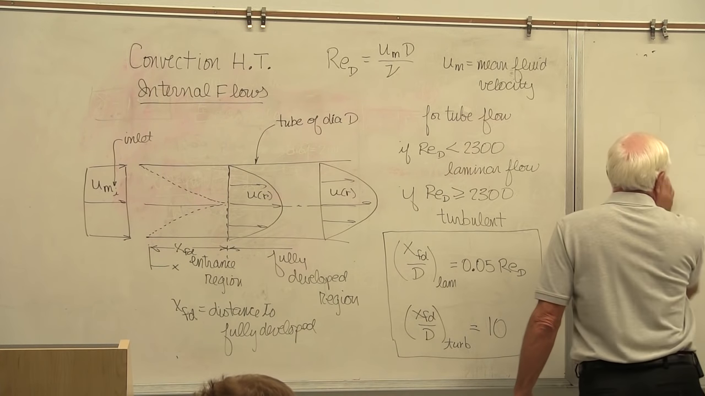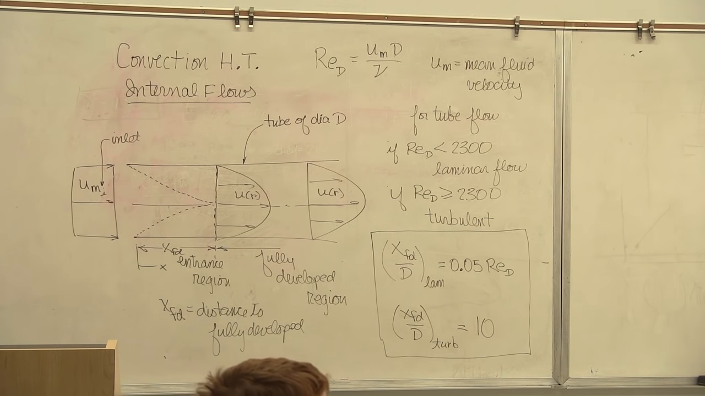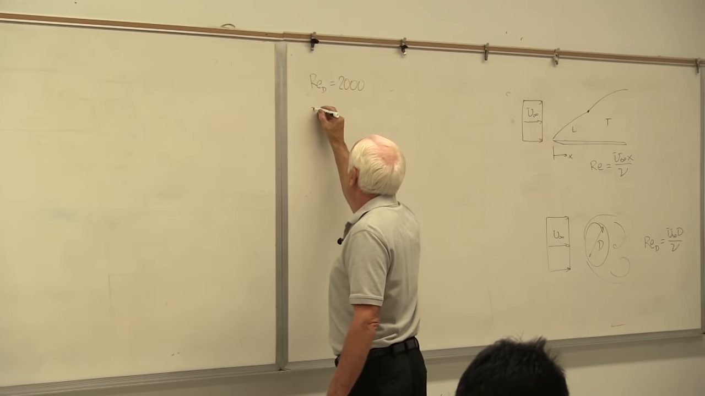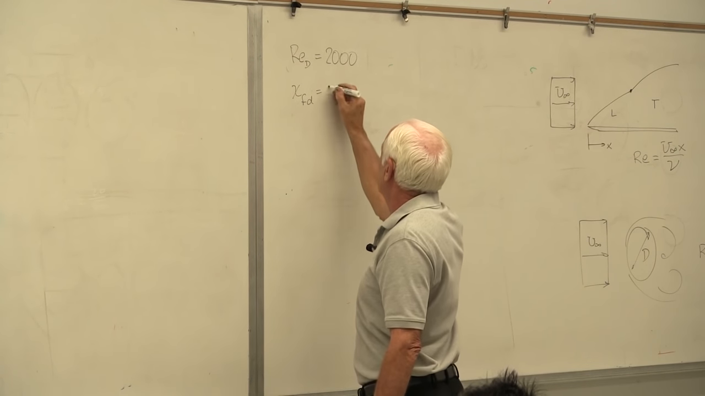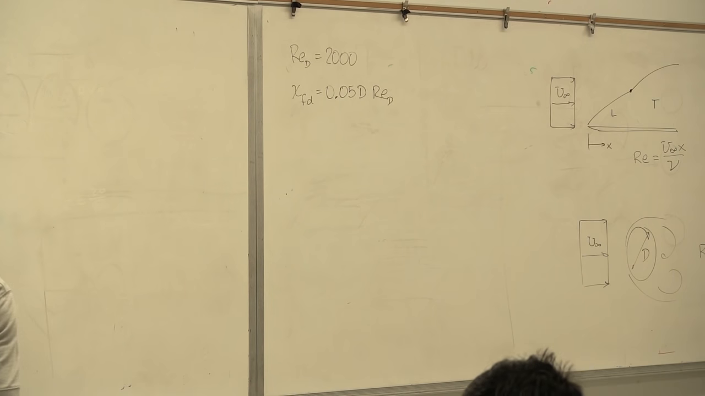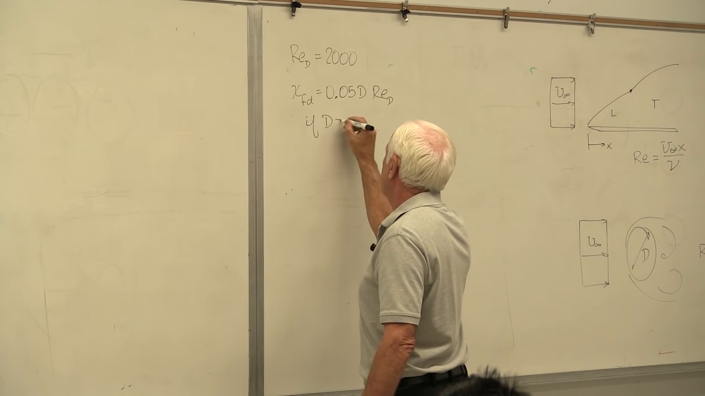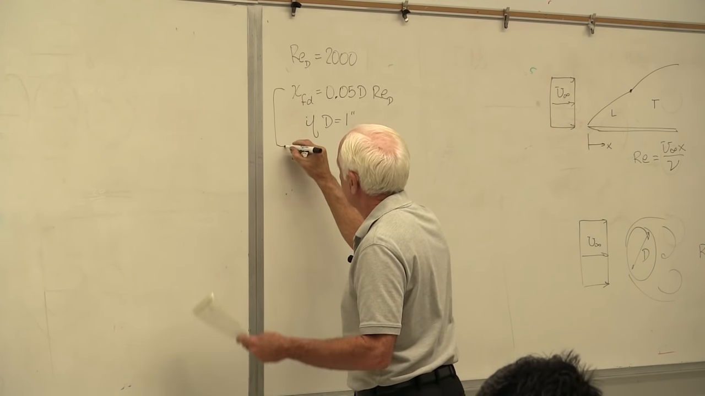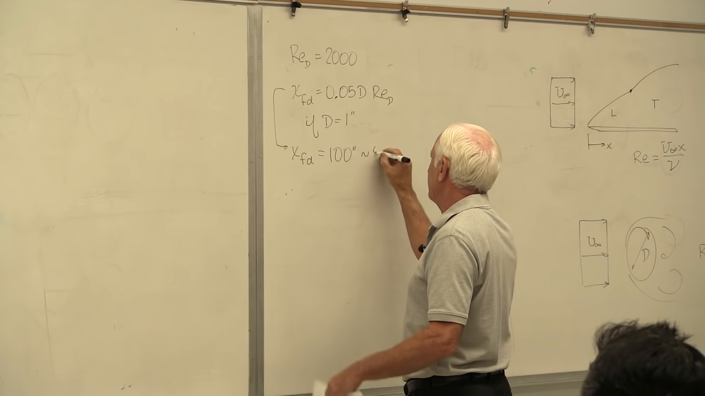Now, let's say the Reynolds number is 2,000, so I'll say it's laminar flow. X fully developed equals 0.05 times the diameter times the Reynolds number based on D. Let's see what I assumed here for a diameter. Okay, I said let's let it be a 1-inch diameter tube. If D is 1 inch, then X fully developed from this equation right here is 100 inches, which is on the order of 8 feet.